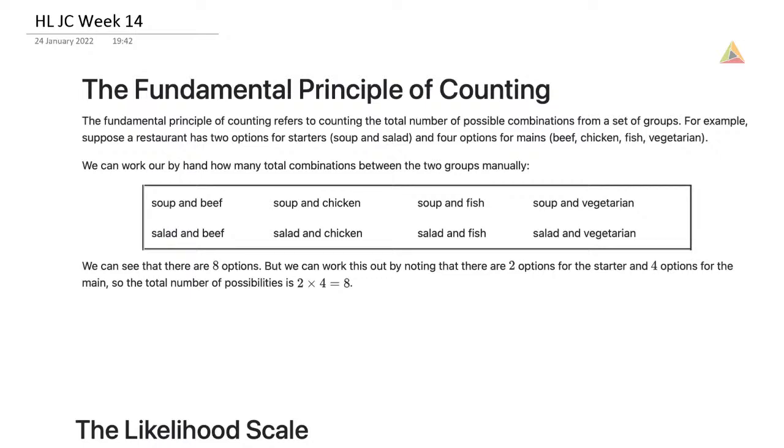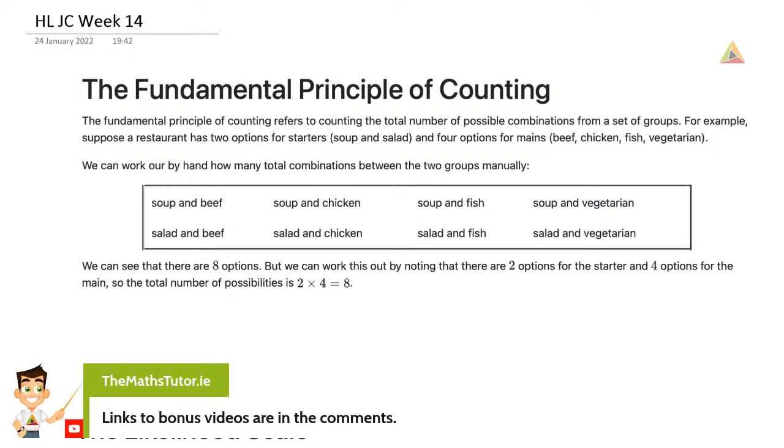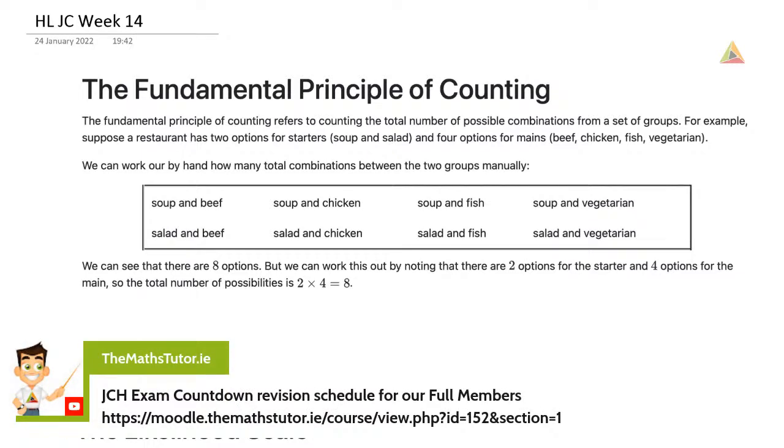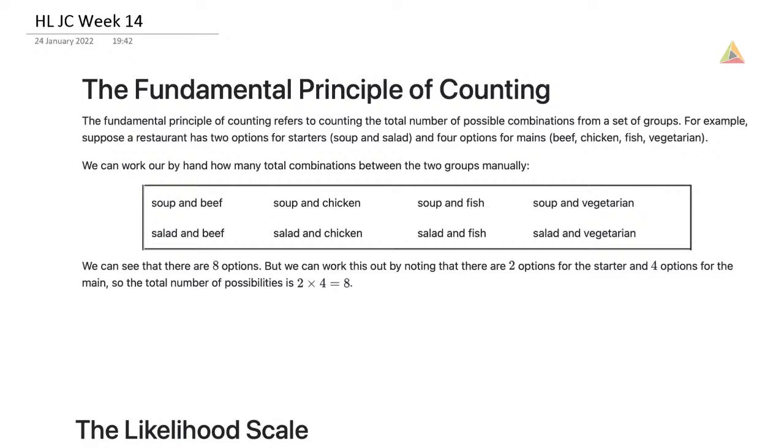When we talk about the fundamental principle of counting, it refers to the total number of possible combinations from a set of groups. For example, suppose a restaurant has two options for starters. So we have soup and salad, there are your two options. And then four options for mains, which are beef, chicken, fish and vegetarian. So we can then work out by hand how many combinations there are between the two groups.